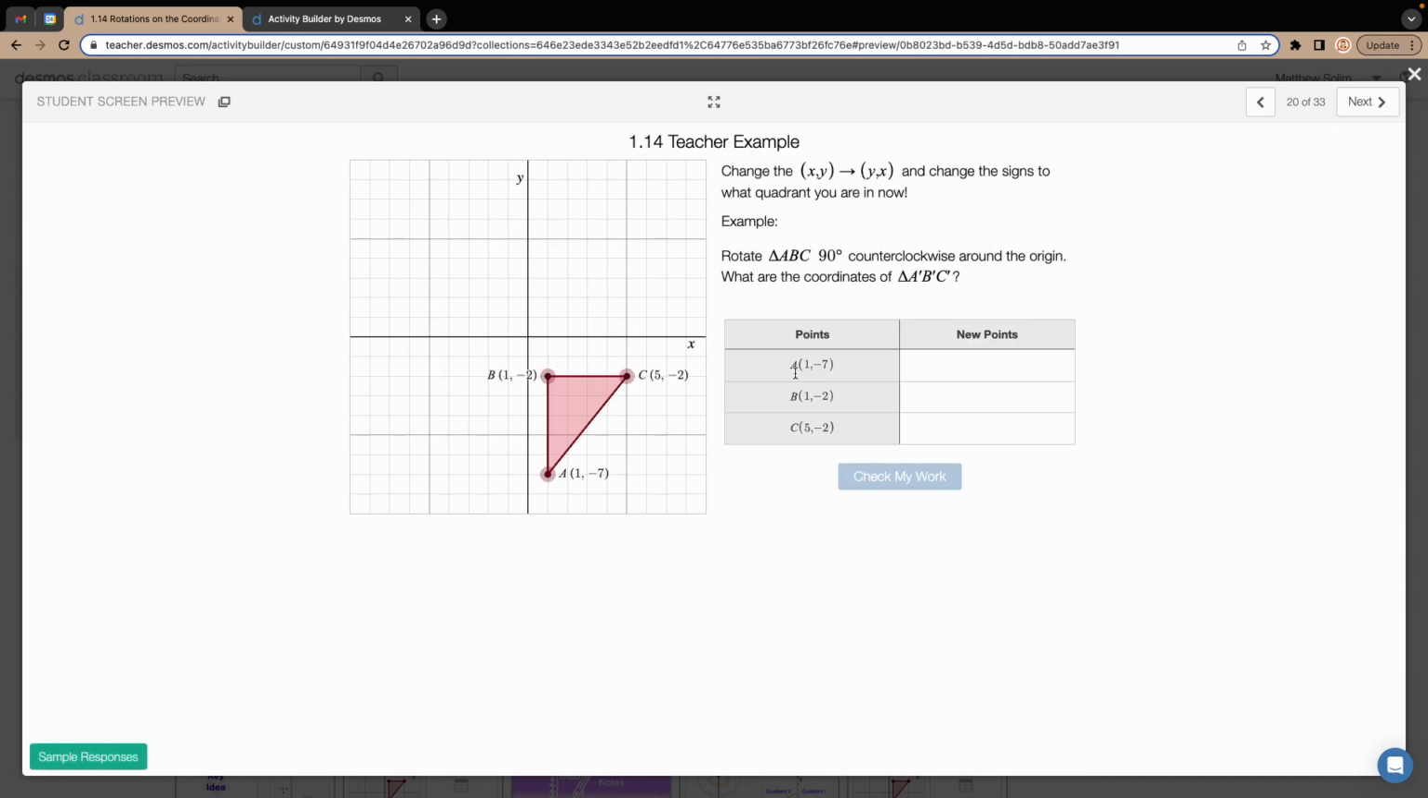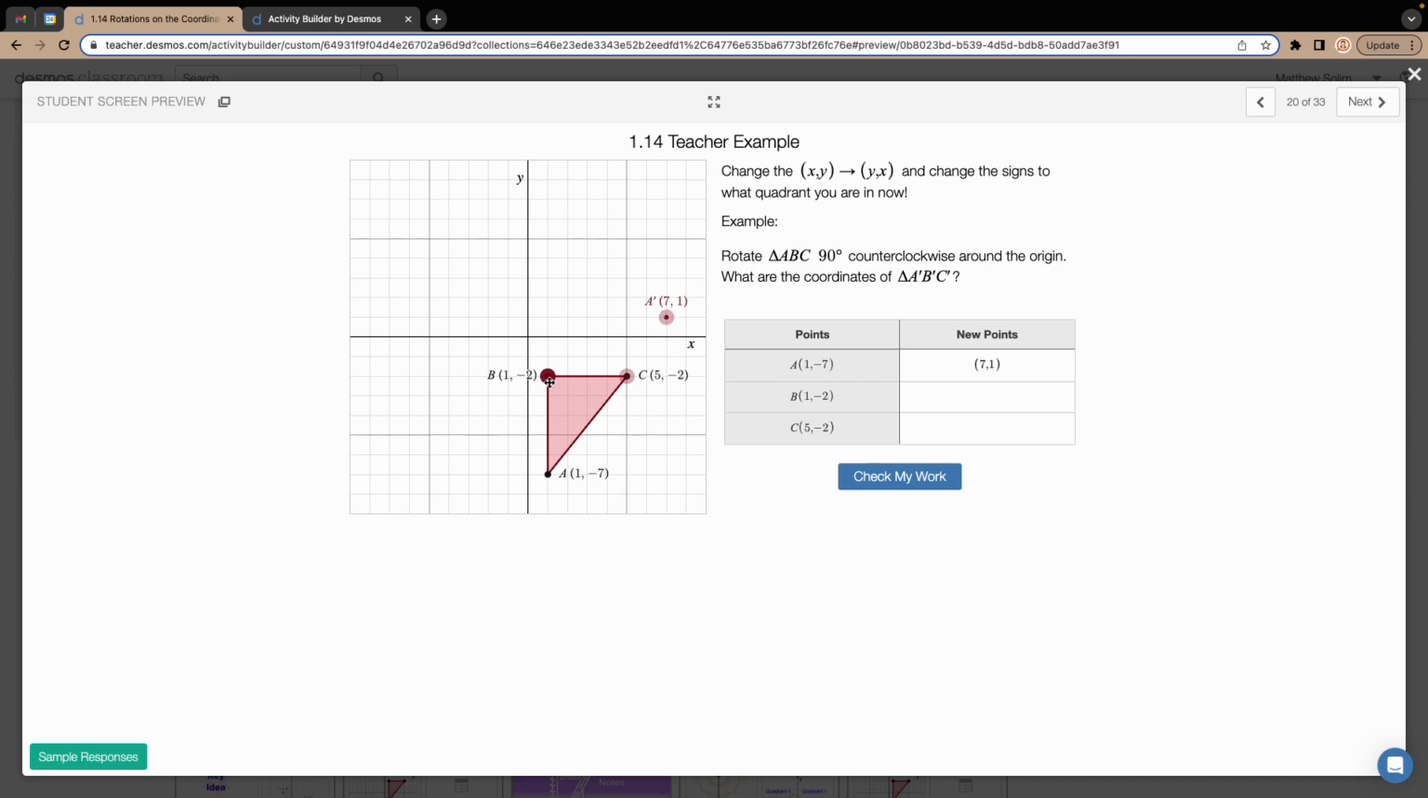If I had the points 1, -7, 1, -2, and 5, -2, and we want to rotate triangle ABC 90 degrees counterclockwise. So counterclockwise is this way. So I want to go 90 degrees, and I want to end up here in quadrant 1, because I'm going 1 quadrant, because it's 90 degrees, and I'm spinning this way. So I'm going to take my points, and I'm just going to switch. 1, 7 becomes 7, 1. Now, they're both positive because I'm in quadrant 1. Right 7, up 1.